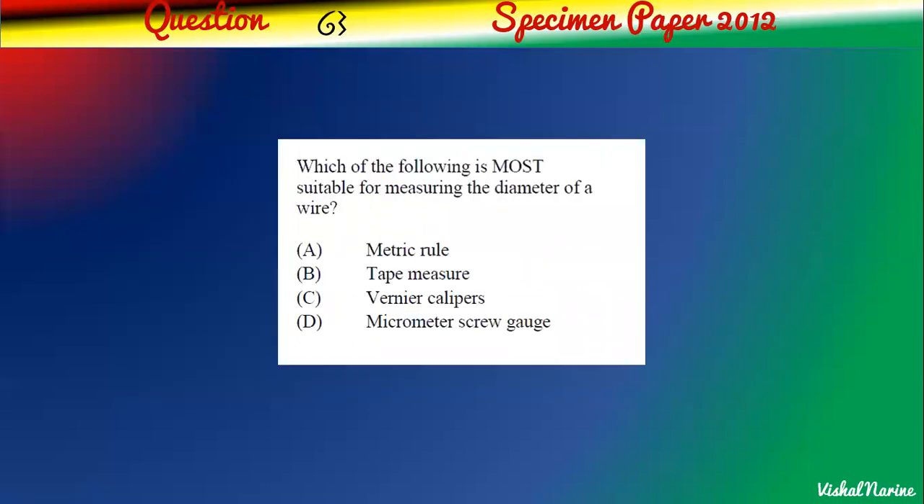Question 63. We worked a question earlier today. It asks you about the diameter of a test tube, right? But this one is asking the diameter of a wire. So when we measure the diameter of a wire, correct, we will be using a micrometer screw gauge.